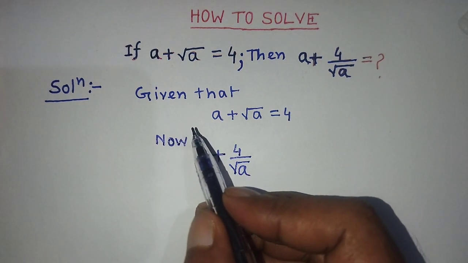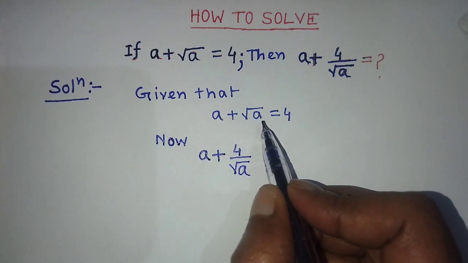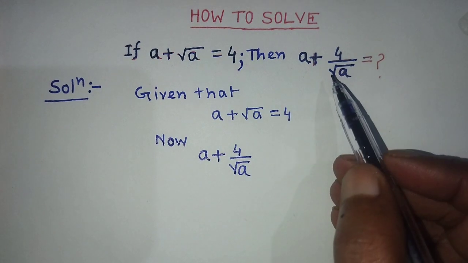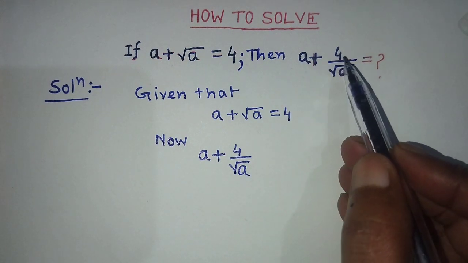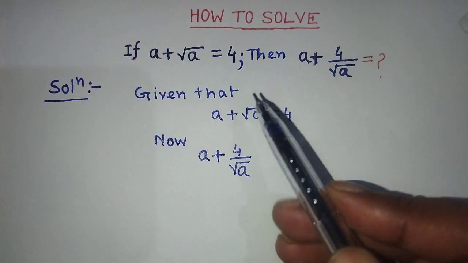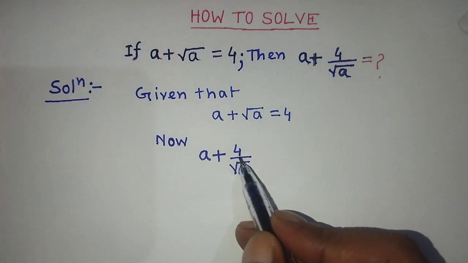So my dear student, our given algebraic expression is a plus root over of a is equal to 4. So student, to find the value of a plus 4 over root over of a from this algebraic expression, we only have to put the value of 4 in this place. Okay.